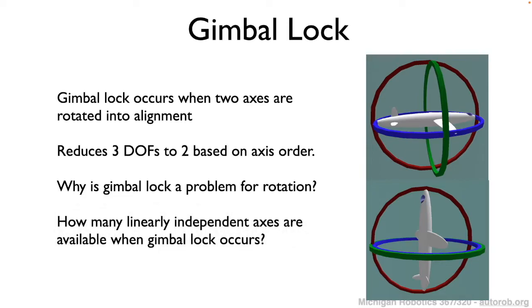So the answer is that when you reduce the degrees of freedom from 3 down to 2, you're actually losing the linear independent axis property of your corresponding transformation matrix, to the point that your transformation matrix will have a singularity and become non-invertible. And so this is a real problem for us when we're trying to operate on these transformation matrices for tasks such as inverse kinematics.